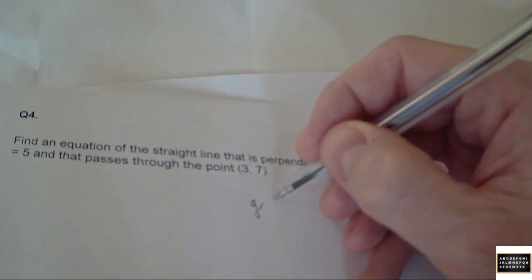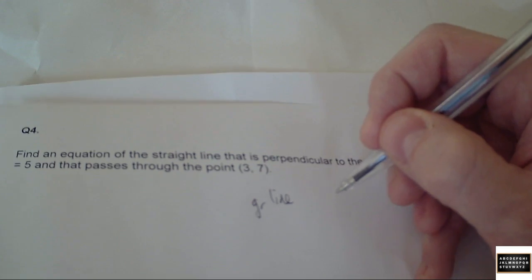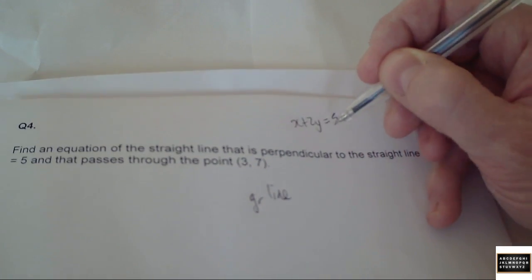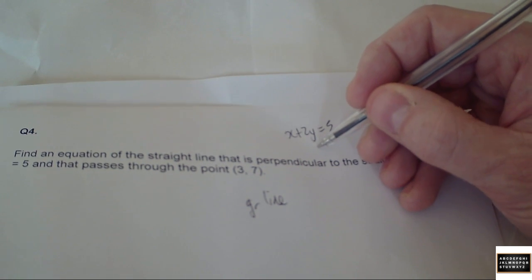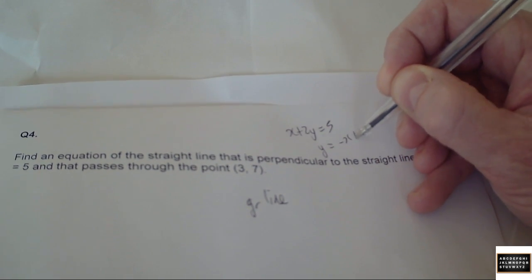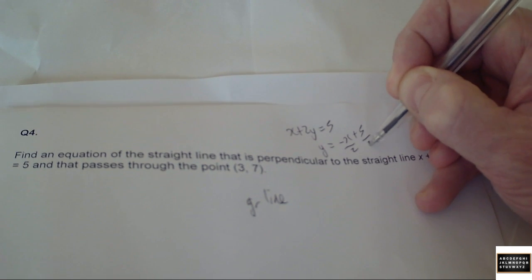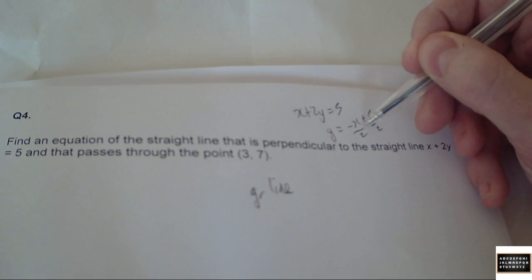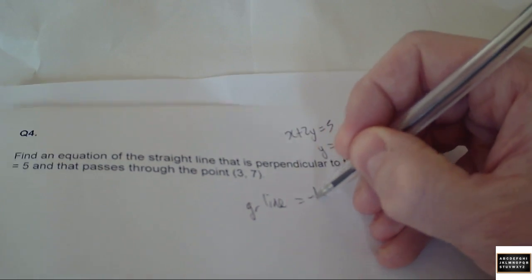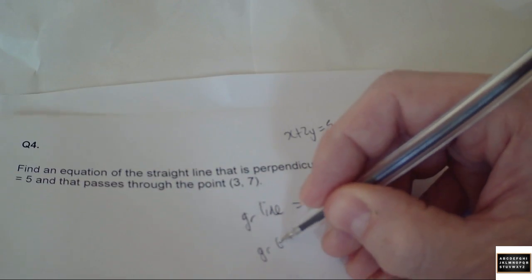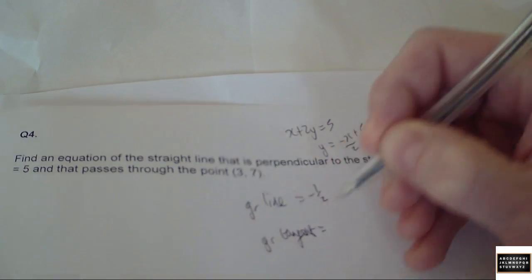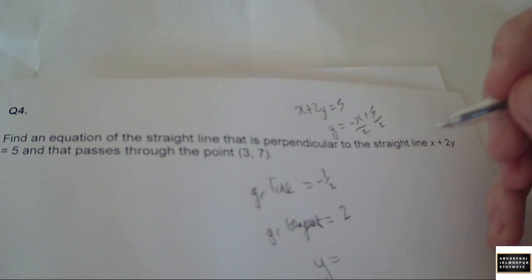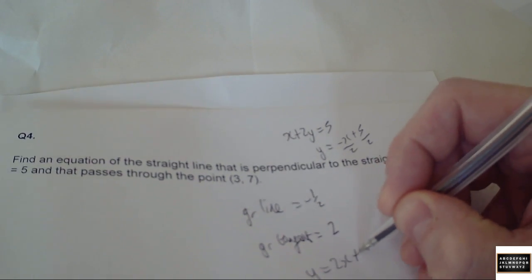So again, gradient of the line that we've been given, so we have to rearrange it. So x plus 2y equals 5 is the equation we've been given. Let's rearrange it into y equals mx plus c form. Okay, you take your time with it and you'll get it right. So it's minus x over 2 plus 5 over 2. So the gradient of this line is -1/2. So the gradient of the tangent will be obviously this fraction flipped upside down with a minus in front of it. So that's 2. So the equation of my tangent will be y equals 2x plus c.